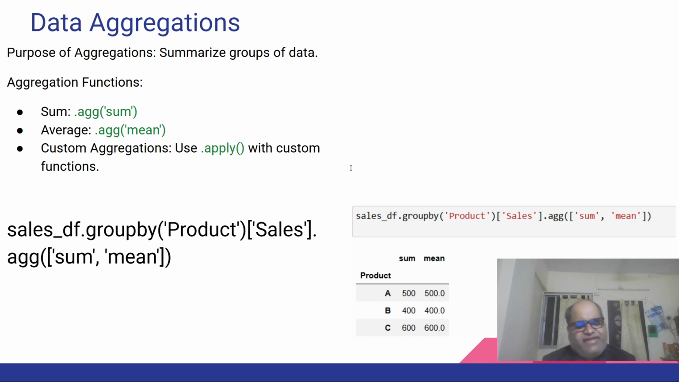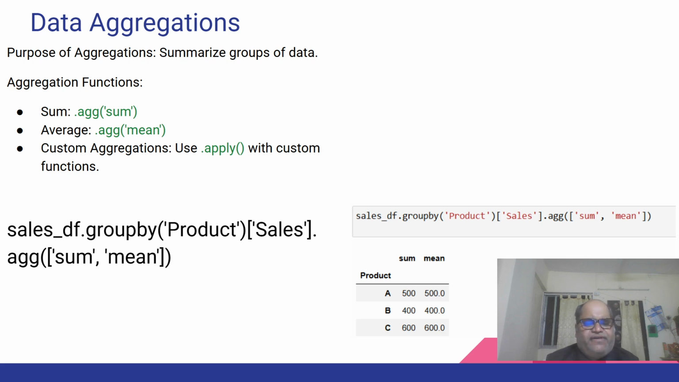So we'll spend some time where we'll actually look at a set of utilities, like sum and mean, which is available to you, right? You can aggregate using sum, using mean, or you can have your own custom functions where you can apply these aggregations, right?